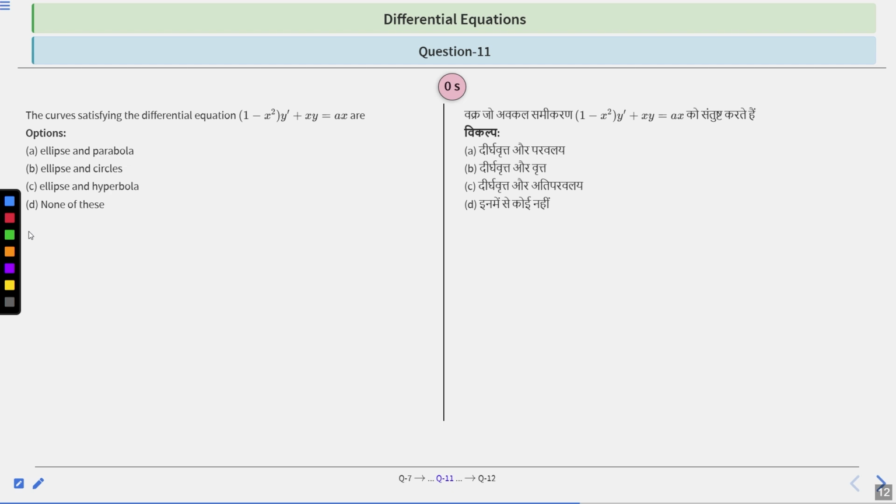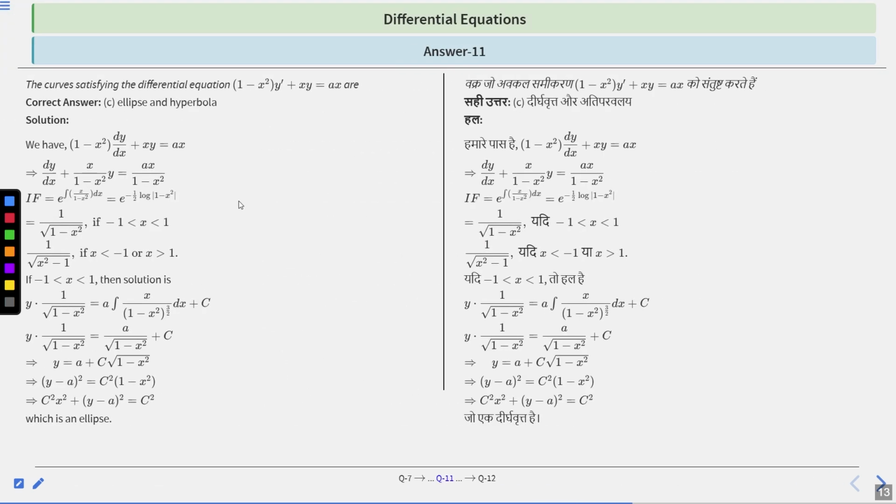Okay, let's move to the solution part. As this equation can be converted into (1 - x²) dy/dx + xy = ax, therefore dy/dx + (x/(1 - x²)) y = ax/(1 - x²). Therefore, the integrating factor will be e to the power integration of x/(1 - x²) dx, which is equal to e to the power -1/2 log|1 - x²|.